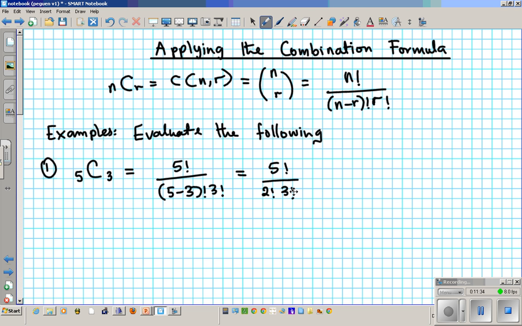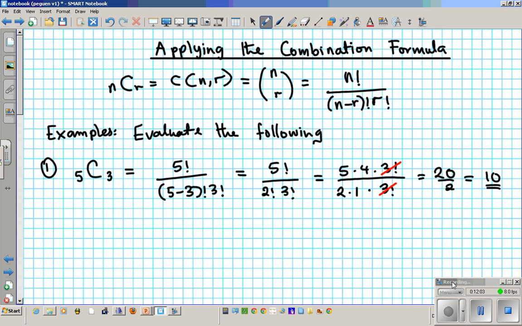Now I'm going to break down the 5 to the bigger of the two, which is 3. So this is going to become 5 times 4 times 3 factorial, divided by, we break down 2 factorial into 2 times 1, and then 3 factorial stays just the way it is, okay? Alright, the 3 factorials cancel out. 5 times 4 is 20. I'm going to have 20 over 2, which is just 10. So the final answer is 10.